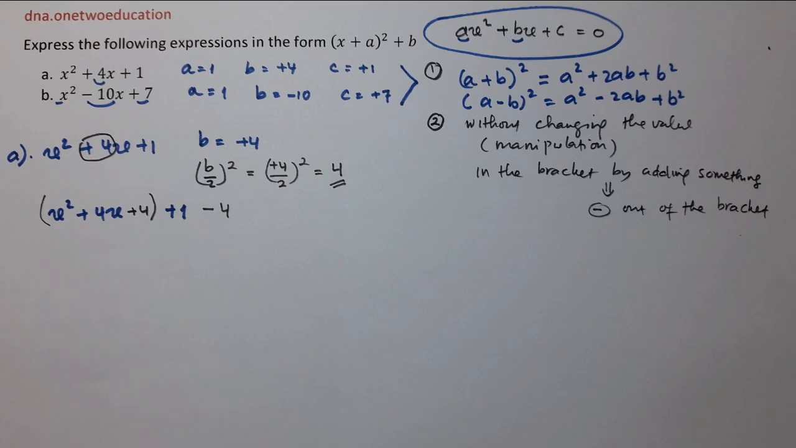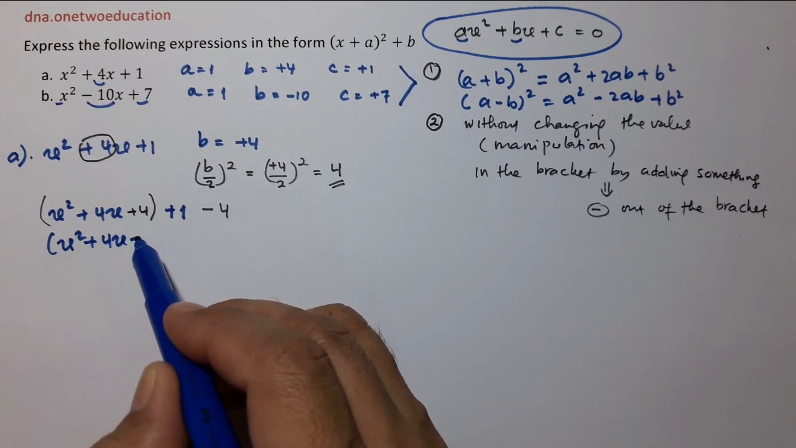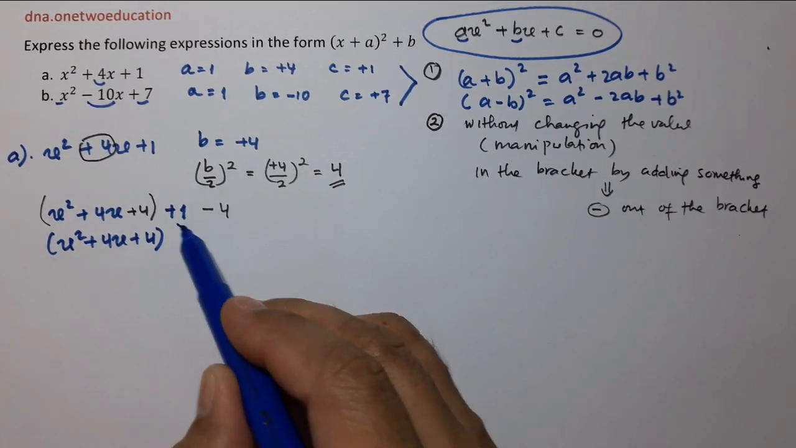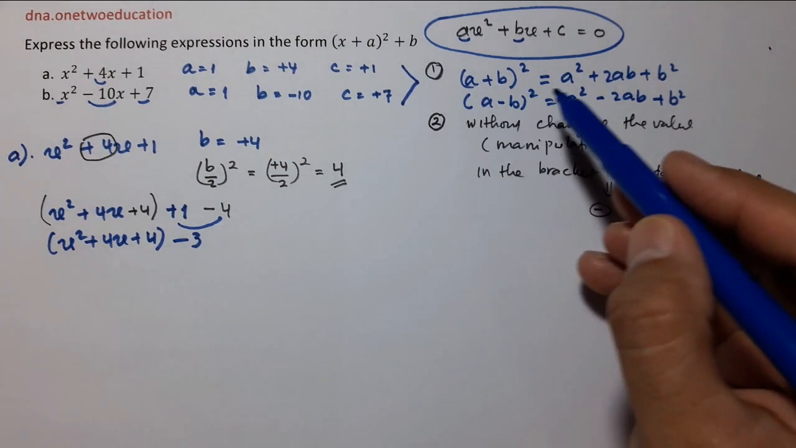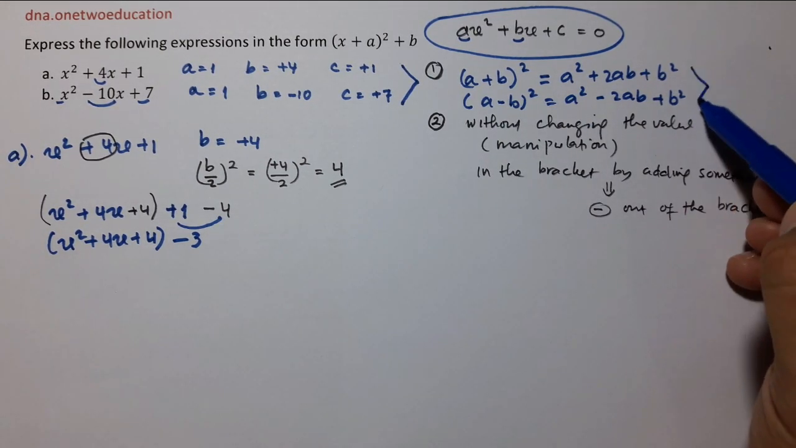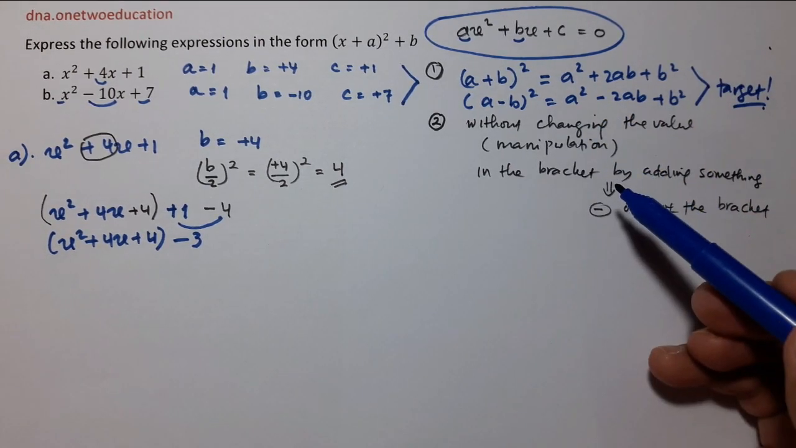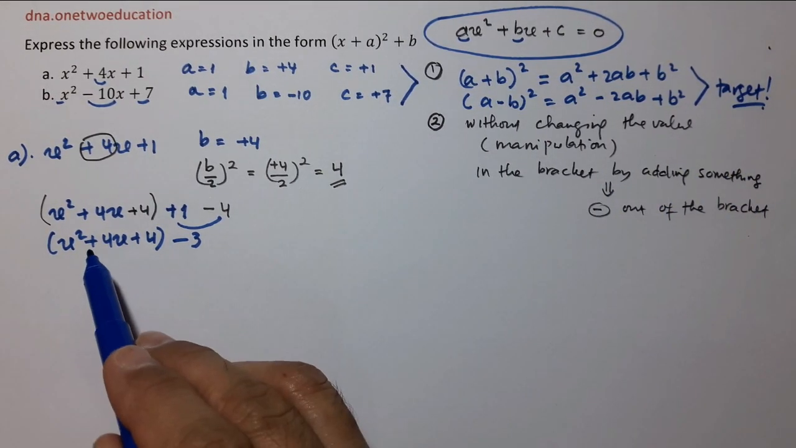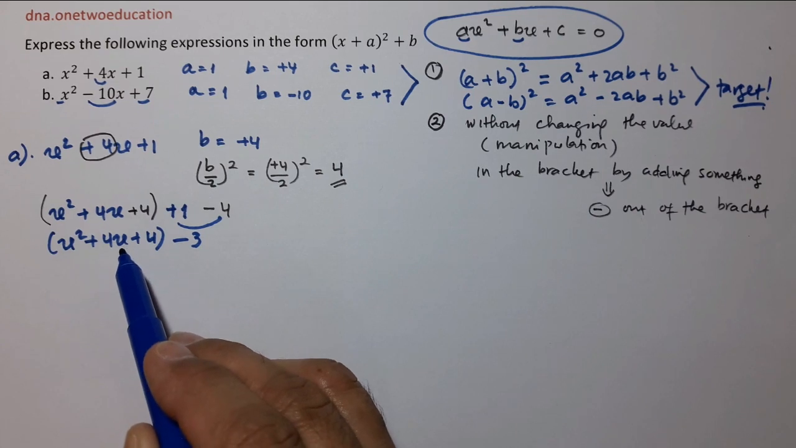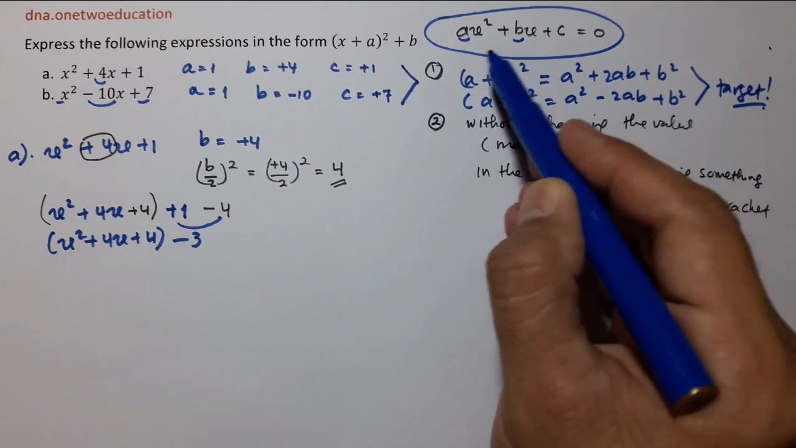Next, here is x squared plus 4x plus 4, and here is negative 3. Number 1, this is the target of the quadratic expression. Because b is positive for x, we have to follow this formula.